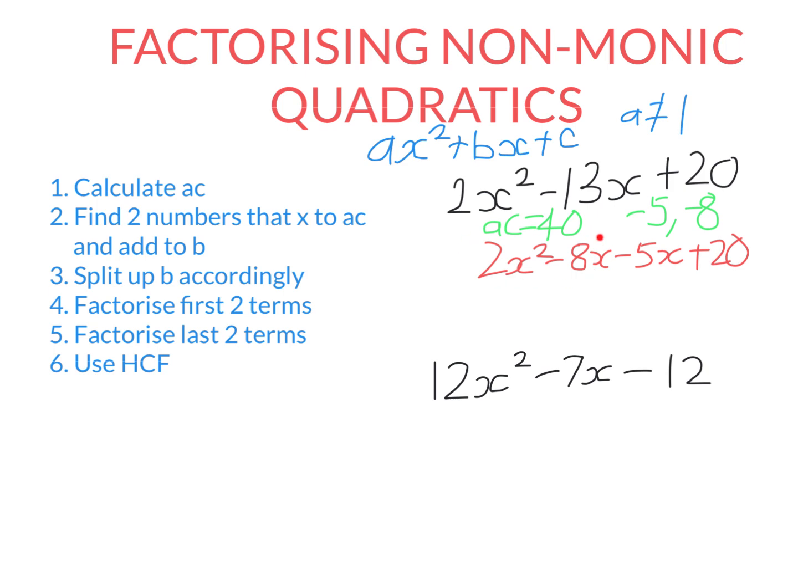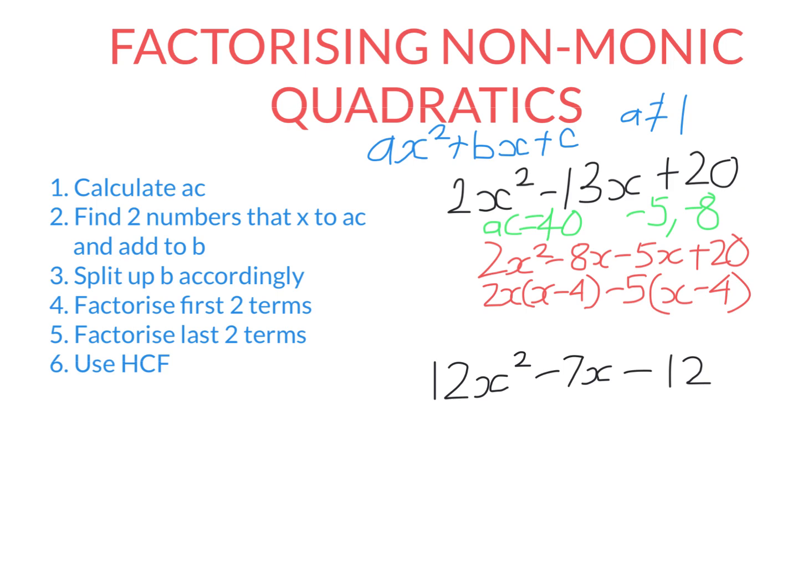So now what we do is we factorize the first 2 terms using highest common factor. So the highest common factor of the first 2 terms is 2x. So 2x times x is 2x squared. 2x times negative 4 is negative 8x. Now I factorize the last 2 terms, negative 5x plus 20. So if this one's negative, take out a negative factor. So negative 5 goes out the front, negative 5 times x is negative 5x, and negative 5 times negative 4 equals 20.